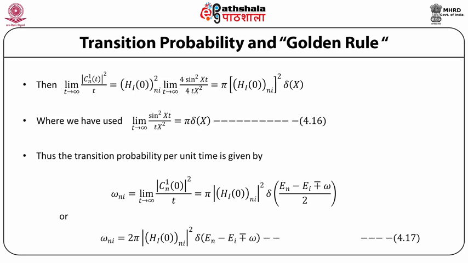Thus the transition probability per unit time is given by omega_ni, the limit as t tends to infinity of |C_n(t)| squared by t, is equal to pi into the matrix element of H_i between n and i, whole squared, into a delta function of (E_n minus E_i minus/plus h-cross omega) by 2, which is the energy function. The probability omega_ni is equal to 2 pi into |H_i(0)| matrix element between n and i, whole squared, into the delta function of the energy E_n minus E_i minus/plus h-cross omega.